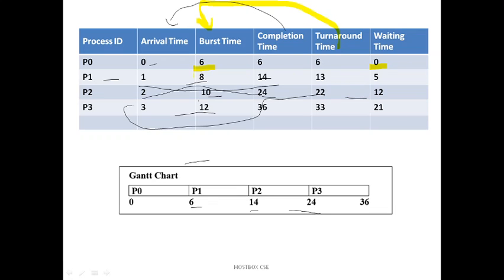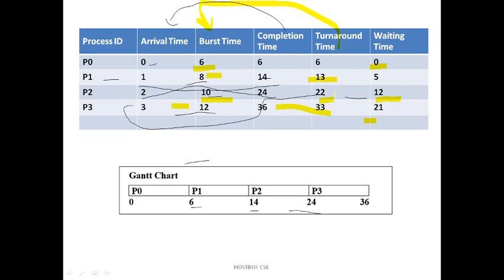Similarly, waiting time for P1 is 13 minus 8, that is 5. And similarly P2, turnaround time is 22 and burst time is 10. So 22 minus 10, 12. At last P3 is there. P3 turnaround time is 33 and burst time is 12. So 33 minus 12, what? 21. So P3 is 21.